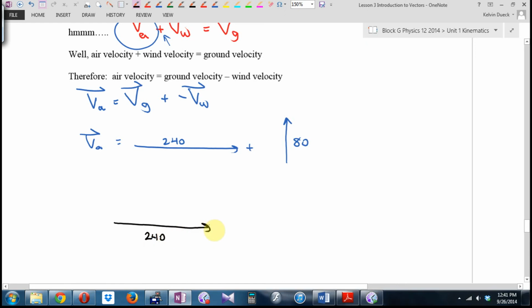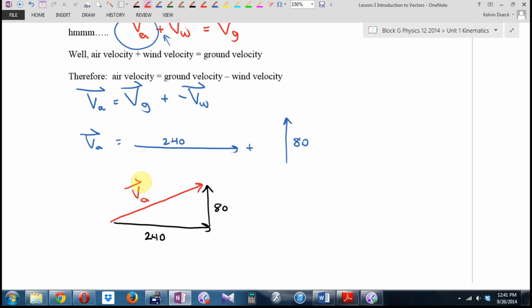240, 80. There is the airspeed or engine speed. That's the direction the plane is pointing and how fast the plane's speedometer is showing. But its GPS would be showing something else. I know planes don't have speedometers. They have wind speed. I know. Anyways.